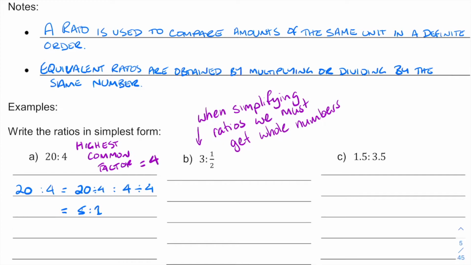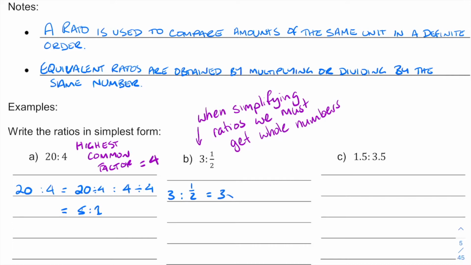So in the first example, we divided. In this one, we're going to multiply. And we're going to multiply by a number that's going to get us to our whole. Okay, so let's go back to my blue pen. We have 3 to a half. Now the easiest thing to do is look at the denominator of that fraction. The denominator of that fraction is 2. So what I'm going to do is I'm going to multiply by 2, because that's going to turn that half into a whole.